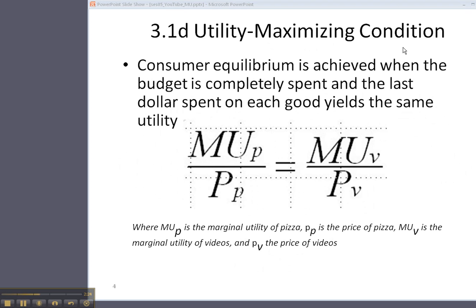Okay, this is the utility maximizing condition. We take the ratio of utility at the margin to price. That's a rate of return. It's utils per dollar. In equilibrium, they're equal. Before that, if this is larger, we consume more of this good. That reduces this ratio because of diminishing marginal utility, and it'll increase this one because we'll have less of this good being consumed.